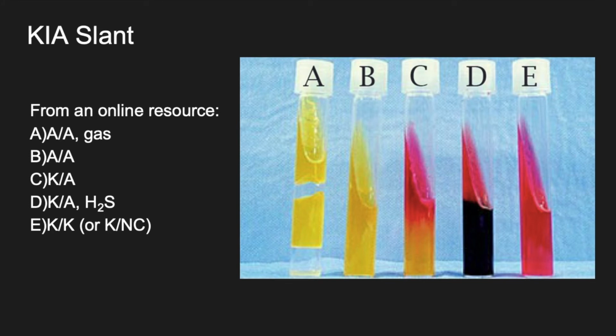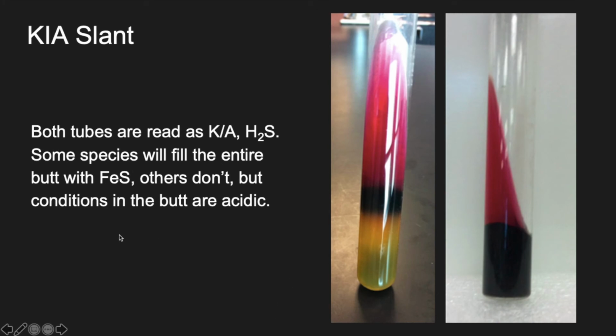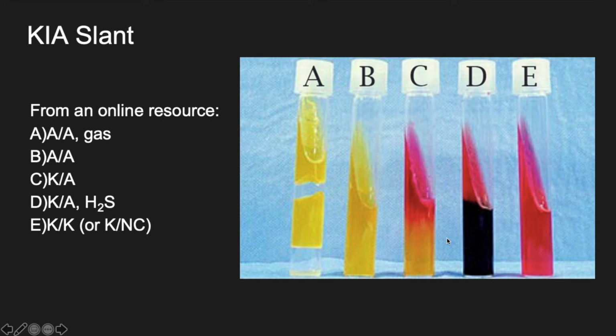And some species will fill the entire butt with ferric, that black precipitate, but others don't. So this is just a variation that we wanted you guys to be able to look at. And then the last slide here for the KIA tests. These are just from online, someone did this test and then they posted the results online.